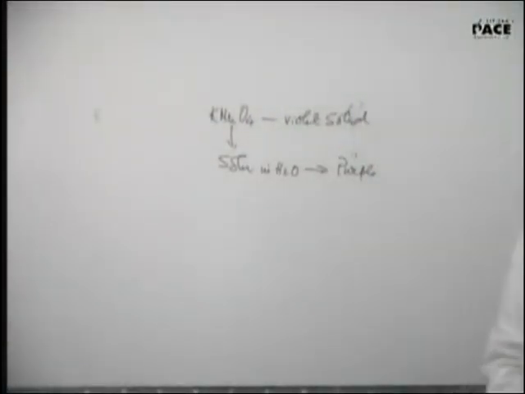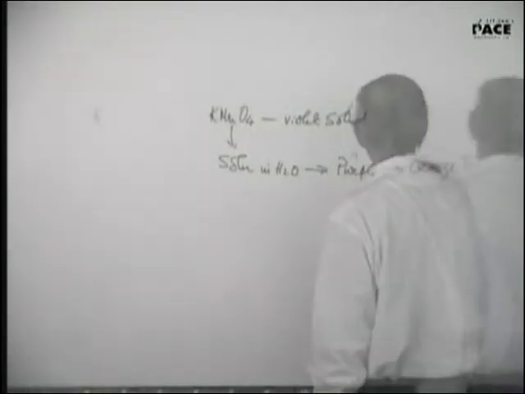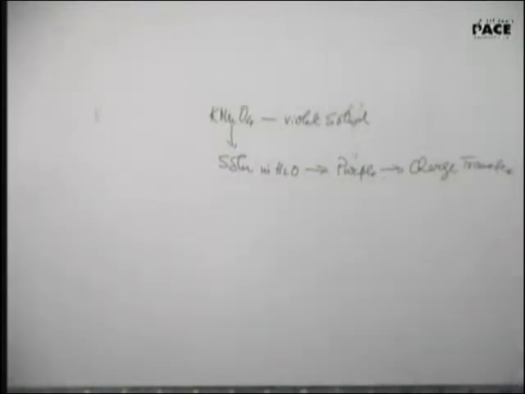The solid potassium permanganate is violet in color and its aqueous solution is purple in color. And the color is due to charge transfer.